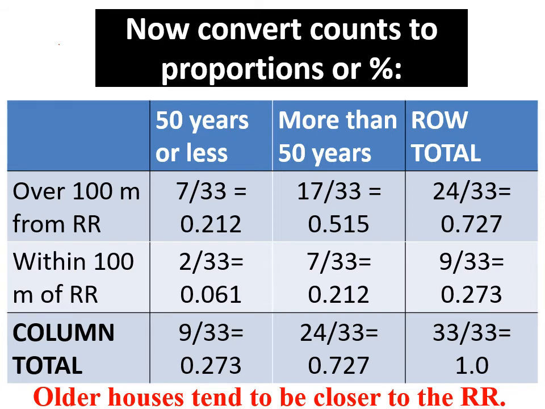So our houses, are younger houses further from the railroad than older houses? Looks to be yes. So we know that in terms of houses that are 50 years or less, there's only 9 of them. And most of them, 7 of those 9, are found over 100 meters away from the railroad, whereas only 2 of them are found within 100 meters of the railroad.